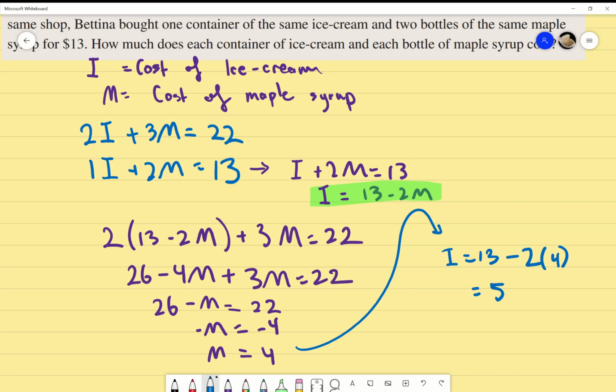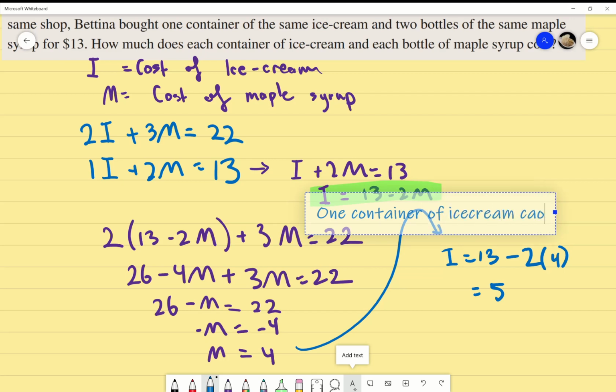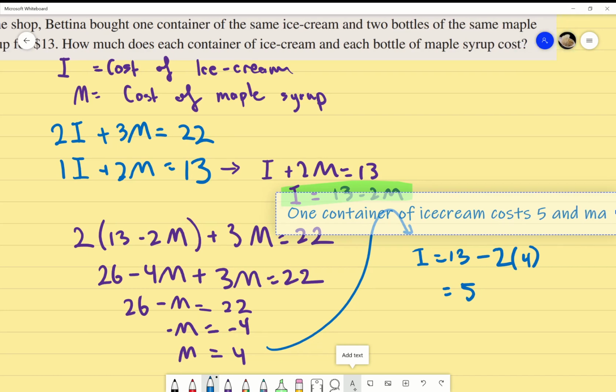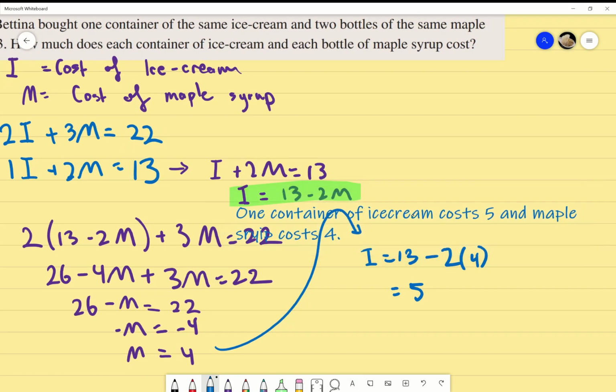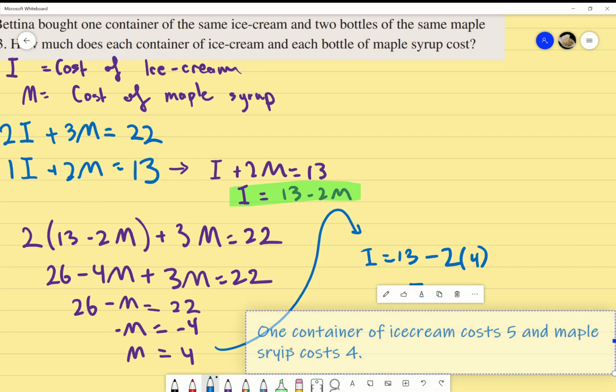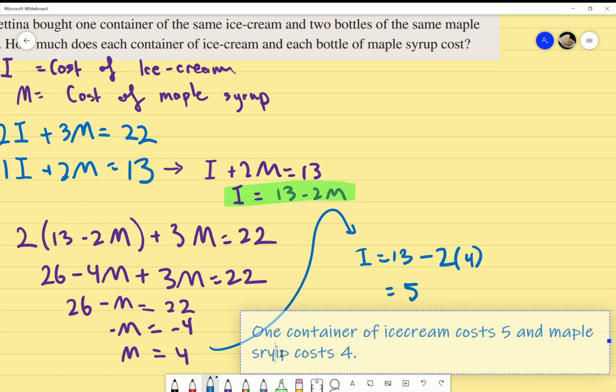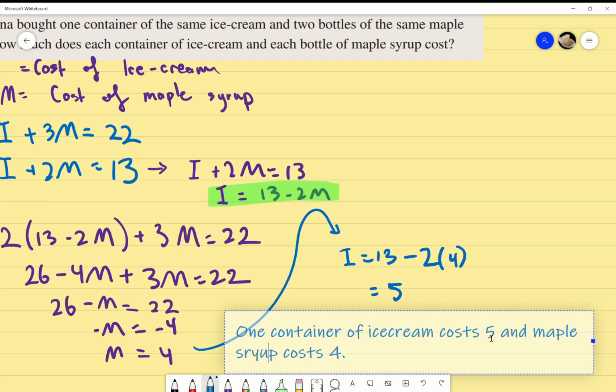What was the last step? Thank you very much. Write it in words. So, 1 container of ice cream costs 5 and maple syrup costs 4. Why do I not like this? Besides the fact that I spelled maple syrup wrong. Thank you. Units as well, especially when it hasn't specified dollars. So we have to write $5 and $4 here.